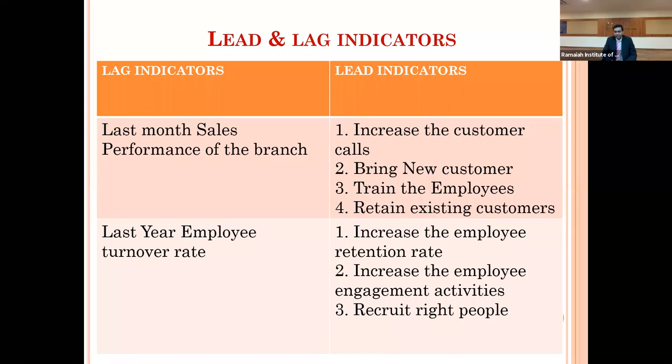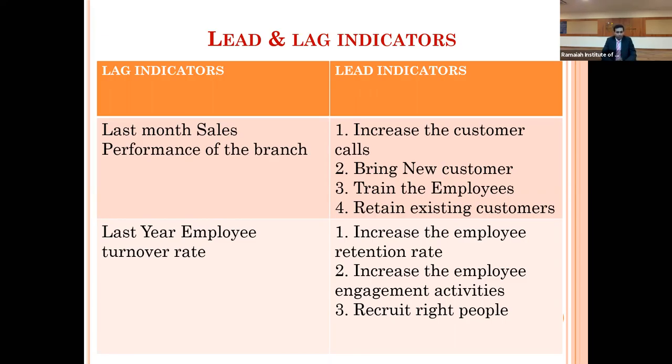Leading indicators: if you want to improve the sales performance of the branch, increase the customer calls in the coming month, bring in new customers, train the employees to go and attract new customers, and at the same time retain the existing customers. All the leading indicators are future oriented key performance indicators; you are not supposed to miss these metrics. If you miss them, certainly you cannot develop your business. That's what leading indicators communicate. Lagging indicators communicate what happened already. We have to say a lagging indicator is an output, which is an input for the leading indicators.